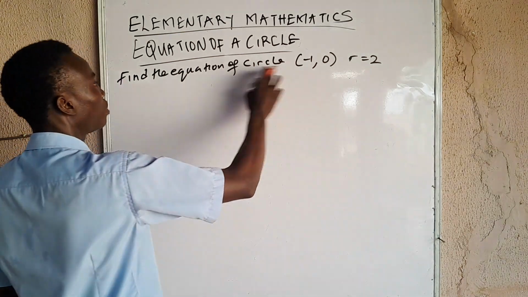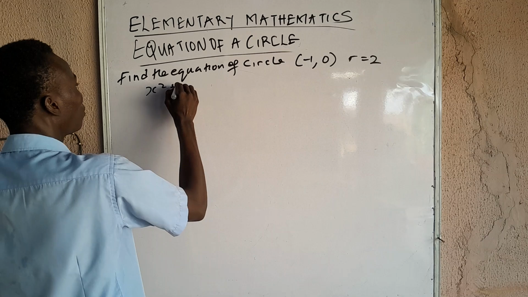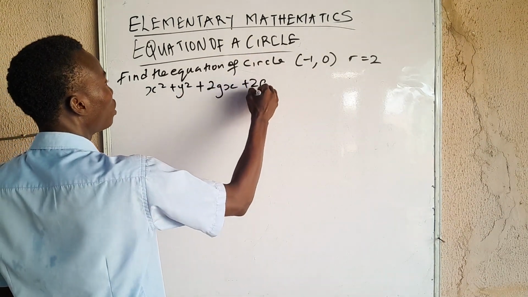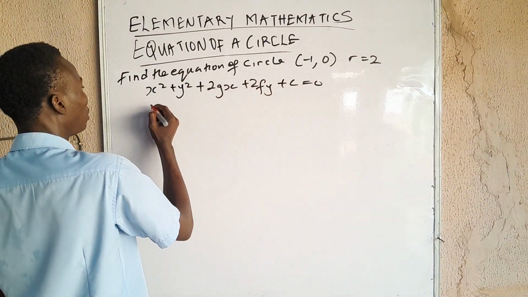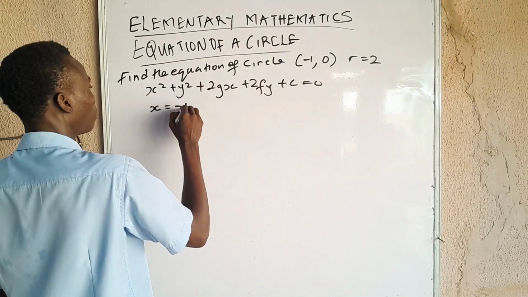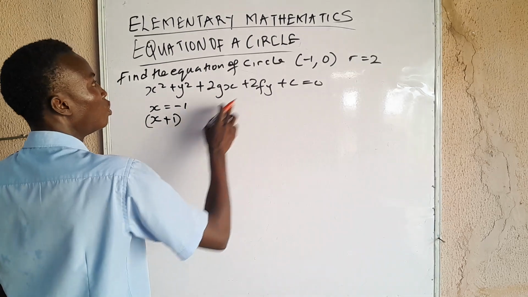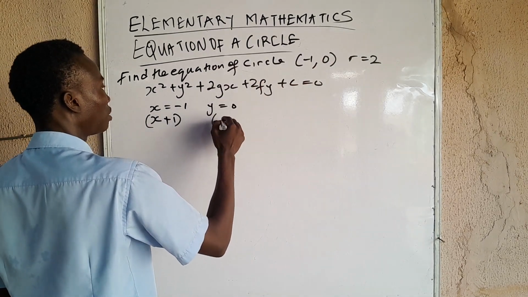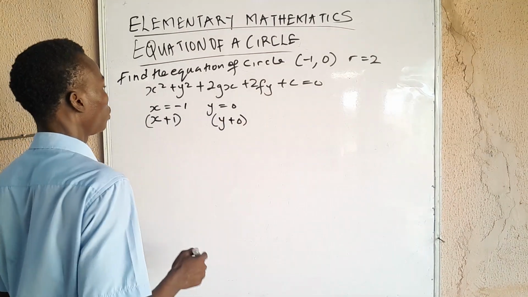In order to solve this problem, just like the way we normally solve our problem, remember x squared plus y squared plus 2gx plus 2fy plus c equals 0. So we are using this one here. Now the final value of x in this place is minus 1. Return it back, you have x plus 1 in the bracket there. The final value of y in that place equals 0. If you return that into bracket, that is y plus 0. Okay, hope you are following.